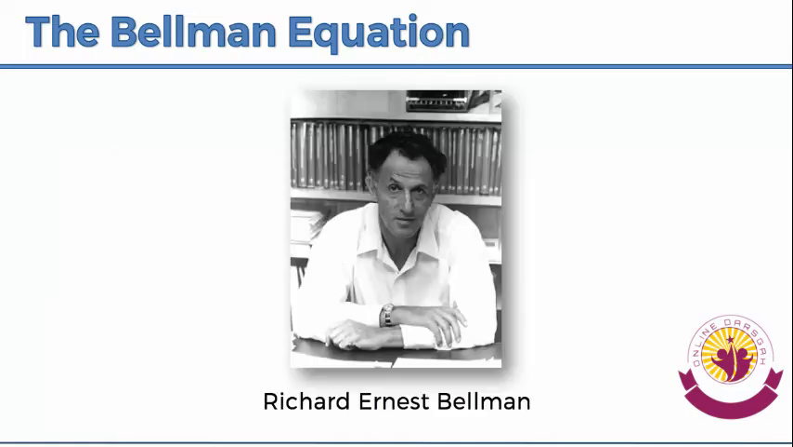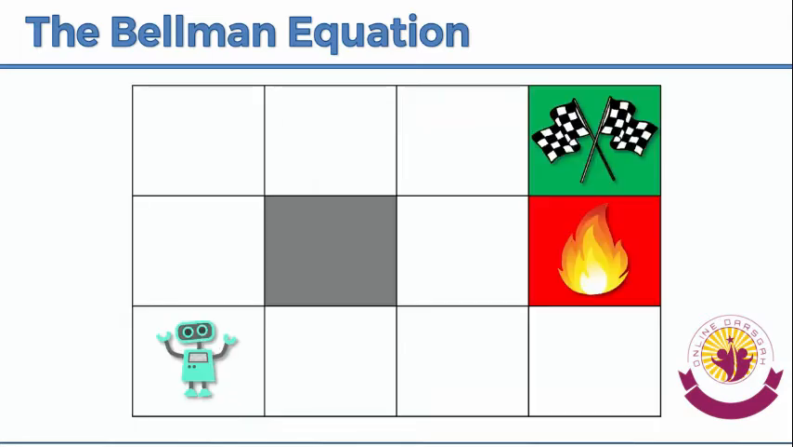So the person behind the Bellman equation is Richard Ernest Bellman. He was an applied mathematician and came up with the concept of dynamic programming, which we now call reinforcement learning, or which we now call the Bellman equation. And in 1953, he came up with that concept. And that's when the Bellman equation came to be. So let's have a look at how this all works.